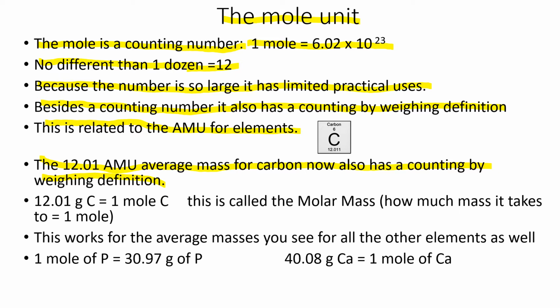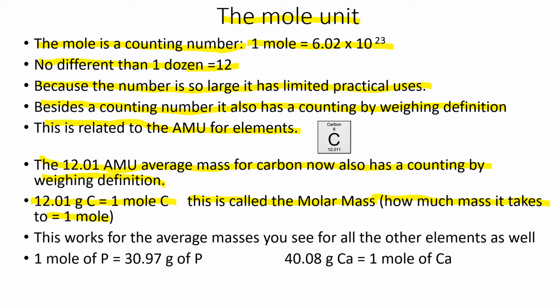Every time you see an average mass number for an element, that's the mass it takes for you to get 1 mole of that element. So when you see 12.01 for carbon, what that really means is that there are 12.01 grams of carbon for every mole of carbon. That relationship is called the molar mass. How much mass does it take to equal 1 mole of that substance? We can weigh out 12.01 grams very, very easily. However, we can never really count up to 6.02 times 10 to the 23rd. That makes this counting by weighing much more practical and much more useful.